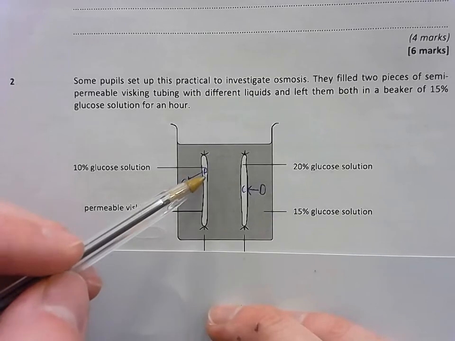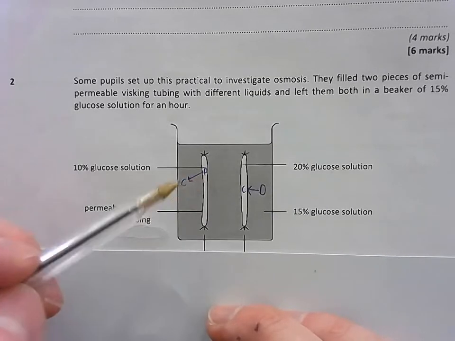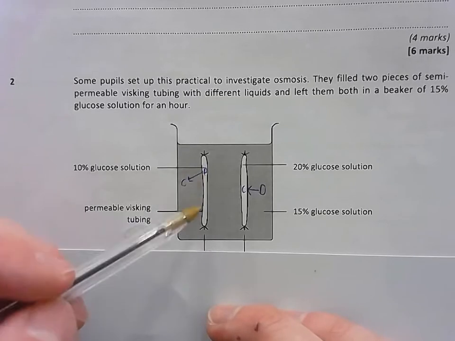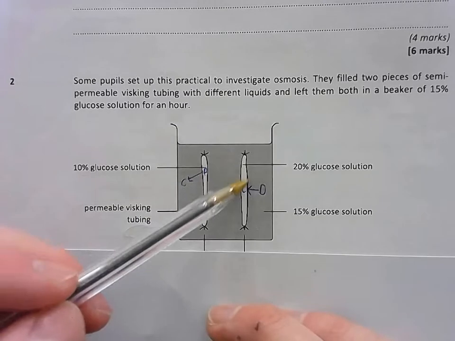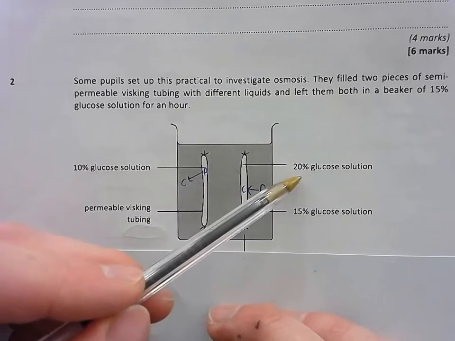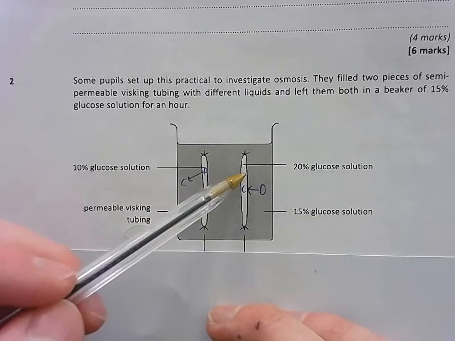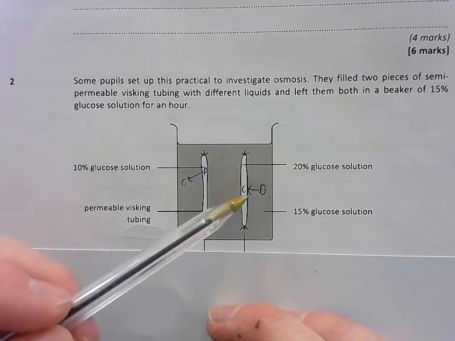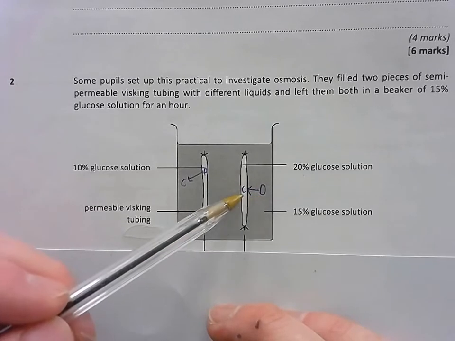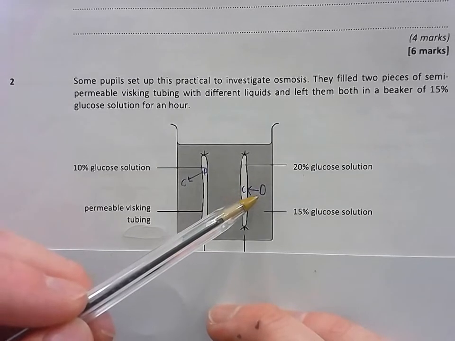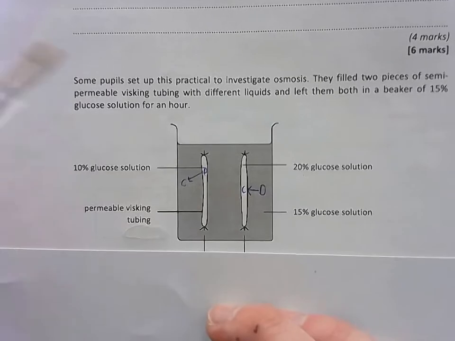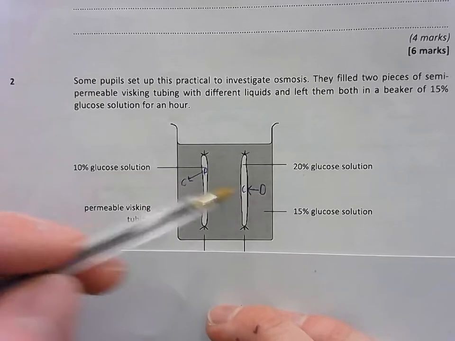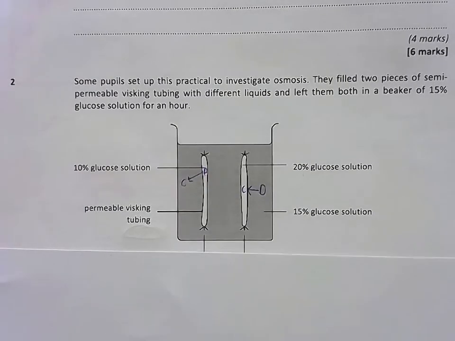So, for this tube, because it's more dilute inside and more concentrated outside, the water is going to move out of the tube and it will get smaller. Now for this tube, it's a 20% glucose solution. So that means there's actually less water inside than outside. So for this tube, the outside is dilute, the inside is concentrated, so water is going to move into that tube. And so that's why you can see that this tube looks like it's shrunk, this tube looks like it's gotten bigger.